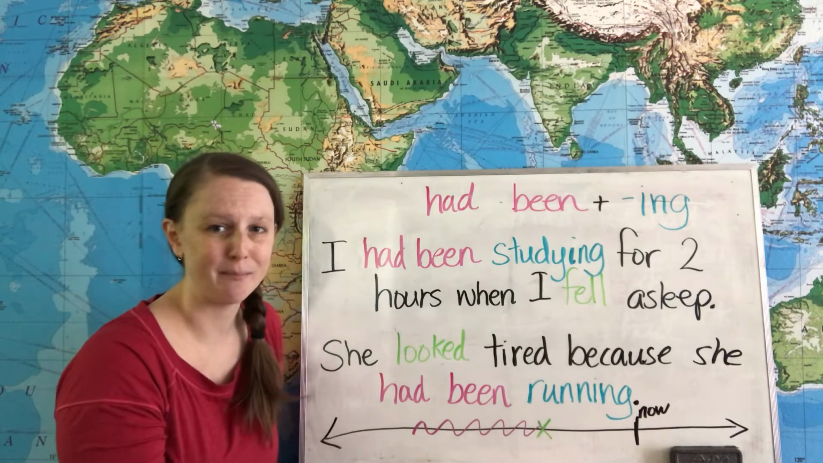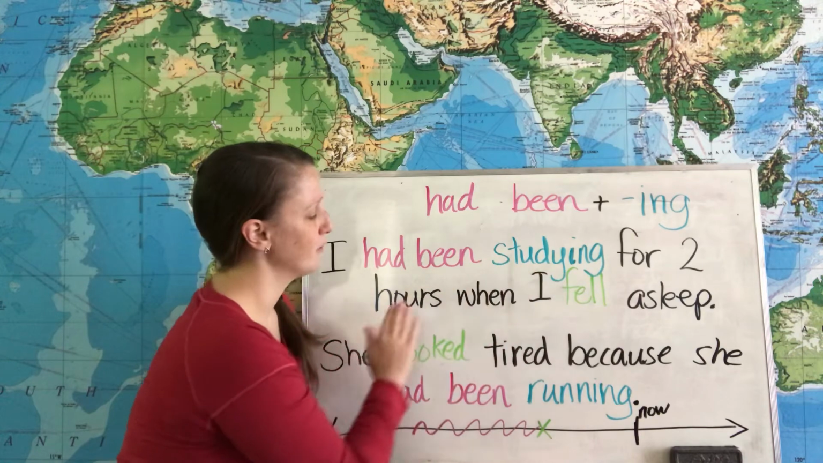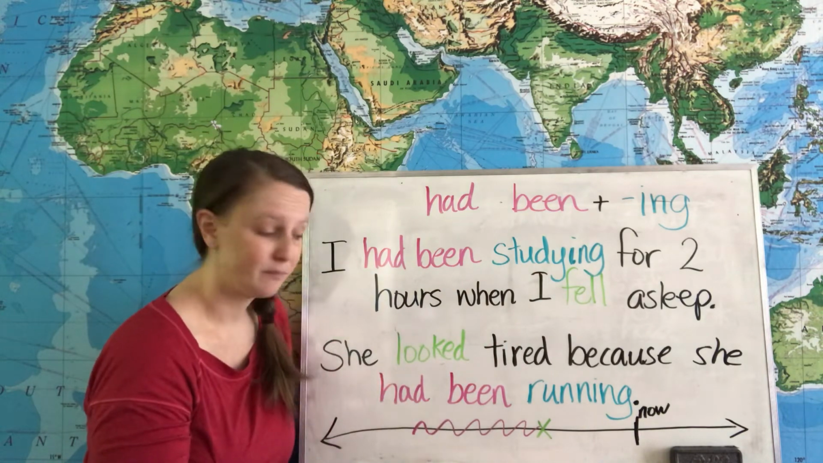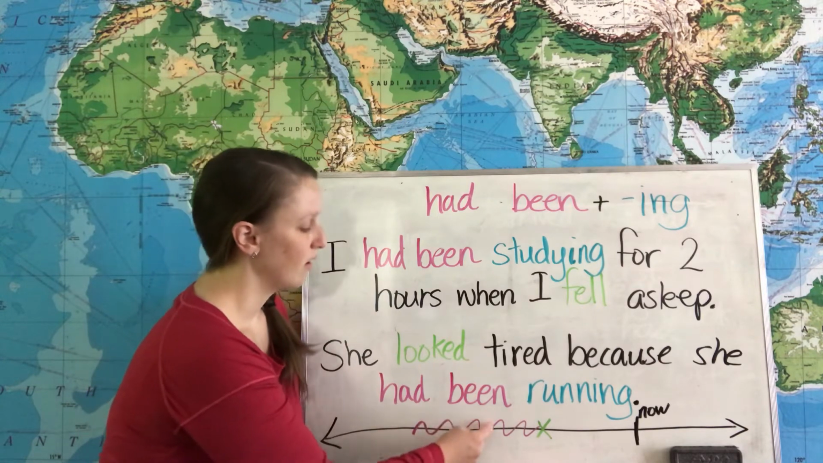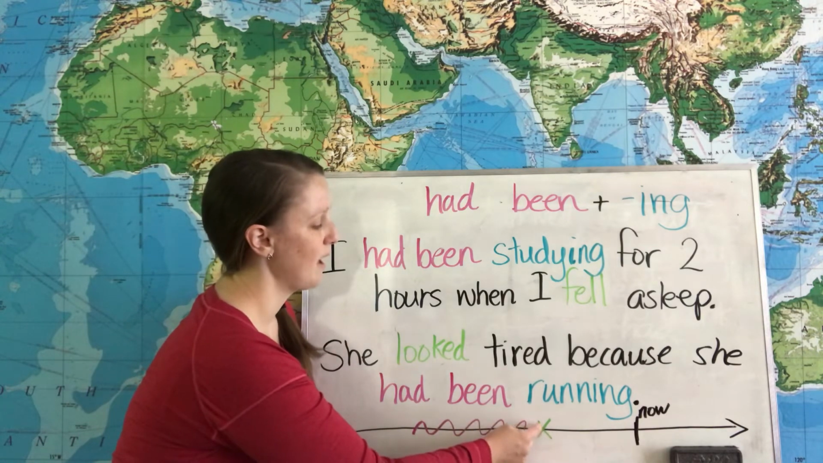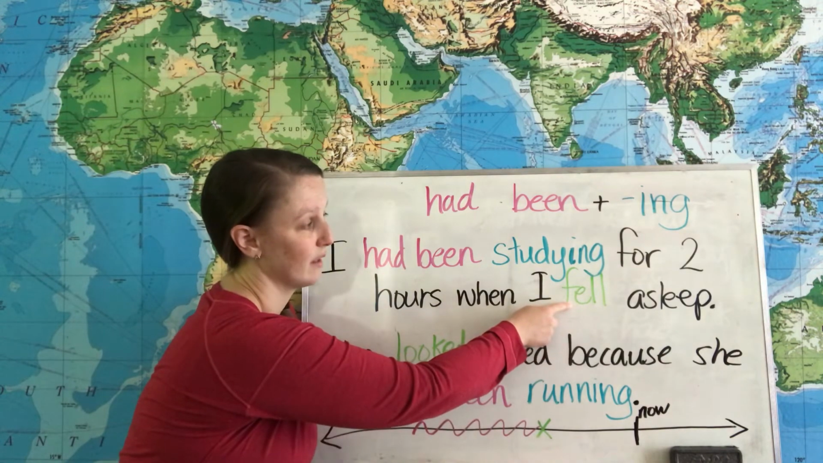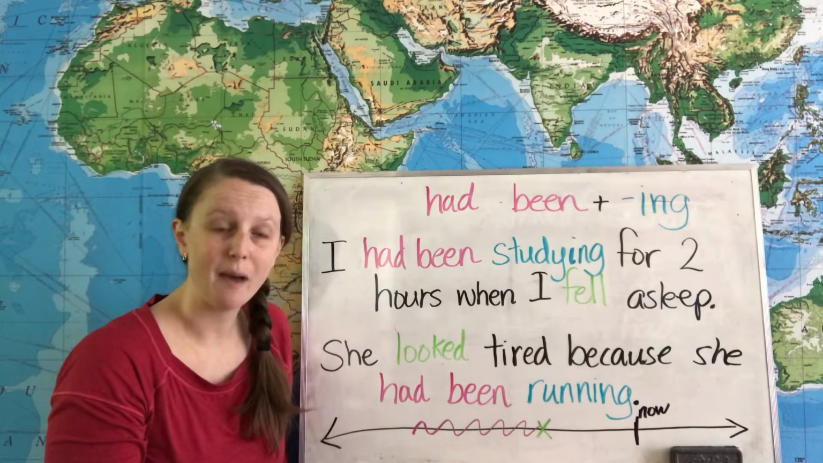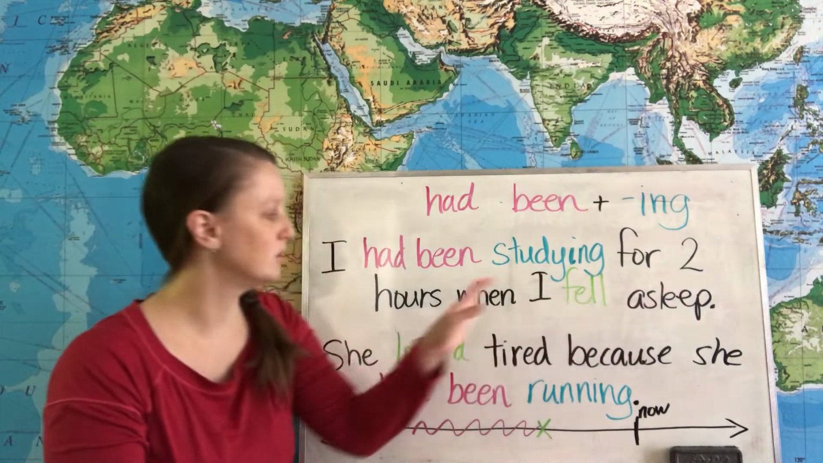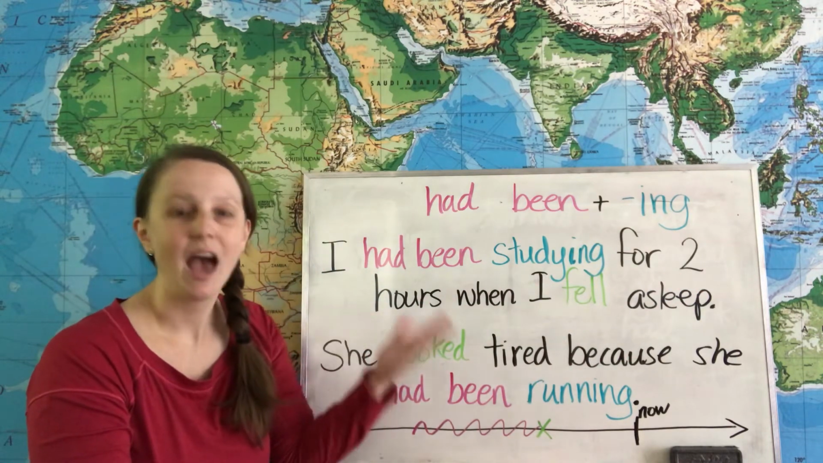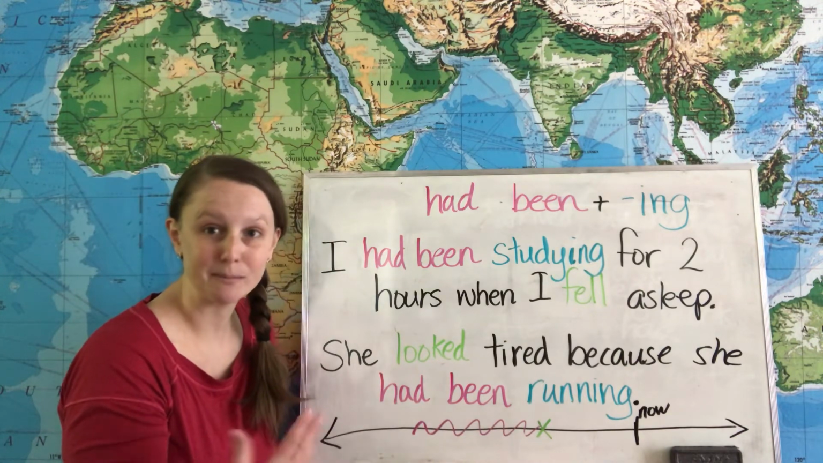So let's look at some example sentences. I had been studying for 2 hours when I fell asleep. So this was an ongoing action. I had been studying for 2 hours when I fell asleep. Simple past. This is a really common way that we use past perfect progressive verbs, is to give an amount of time, like 2 hours or 3 days, how long you were doing this past perfect progressive action.